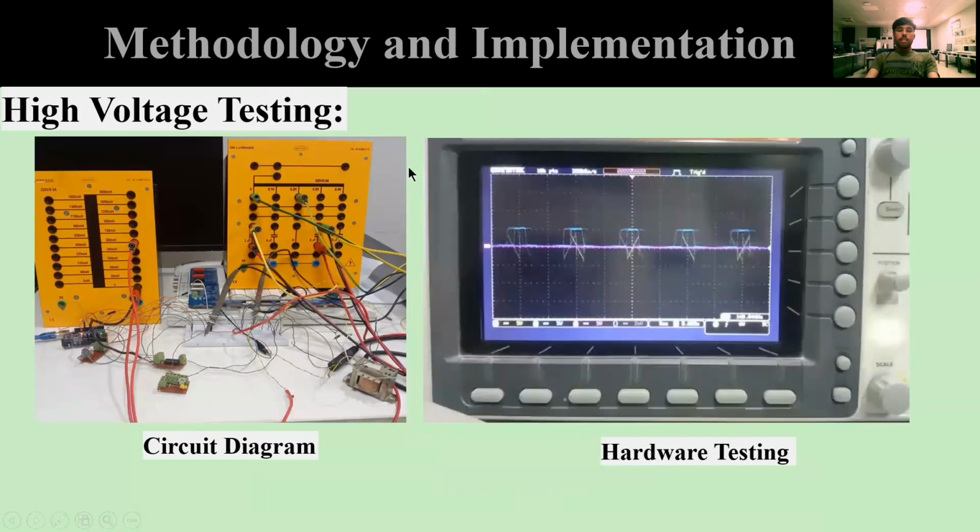The next part was to test the same prototype at high voltage. This is the circuit diagram of our SVC, and these are the PCBs. And this is the transformer. After testing it at high voltage, almost 90 volts, we achieved the following results, as can be shown in this video.